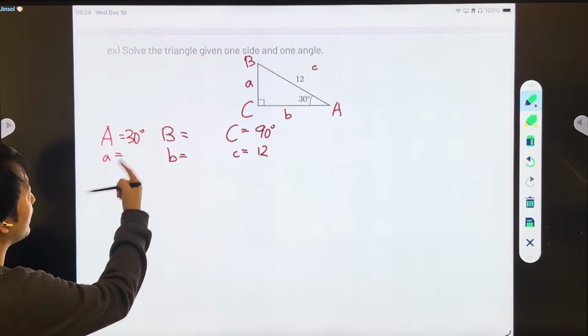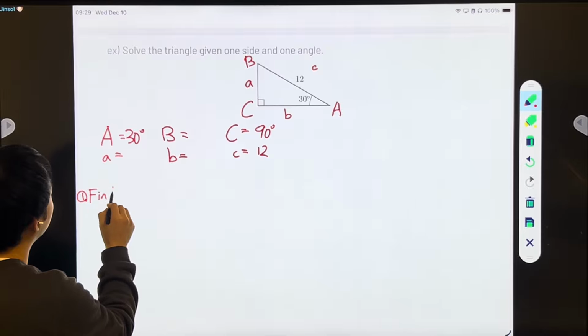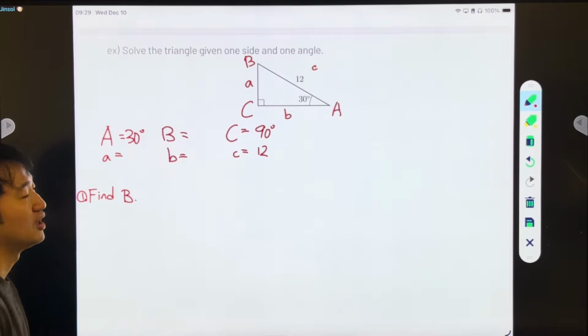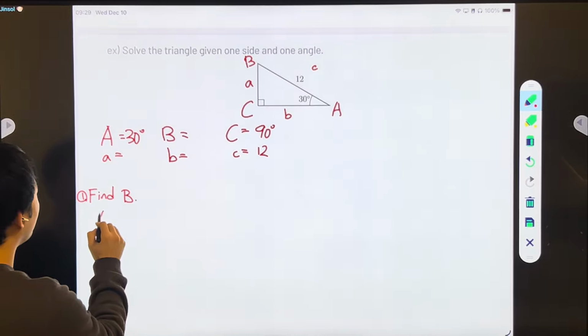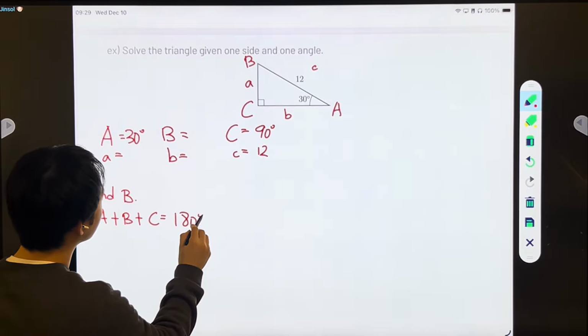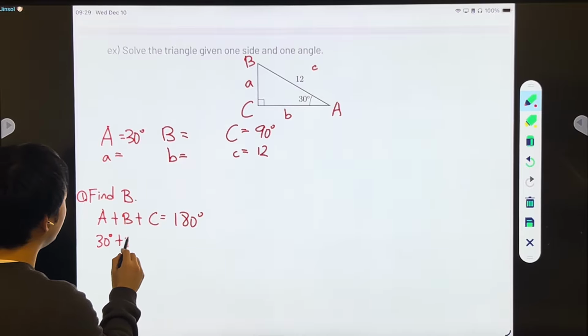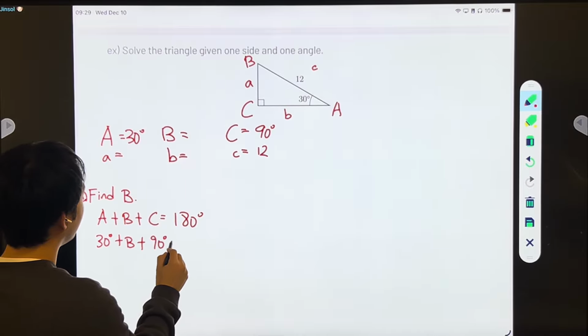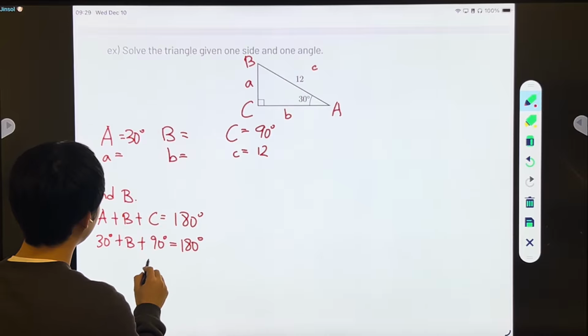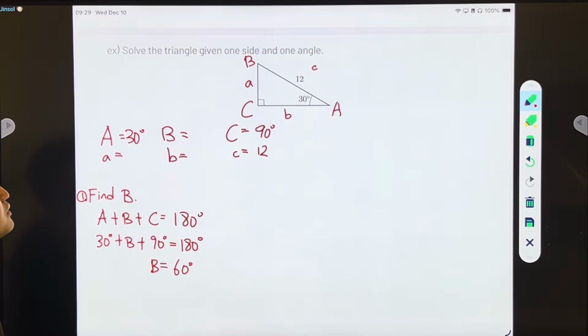Let's go step by step. I think it's easiest if we find the angle B first. It's a very simple fact, though: we know that A plus B plus C is equal to 180 degrees. So let's just plug in the numbers. 30 degrees plus B plus 90 degrees equals 180 degrees. So we can easily say that B is equal to 60 degrees.